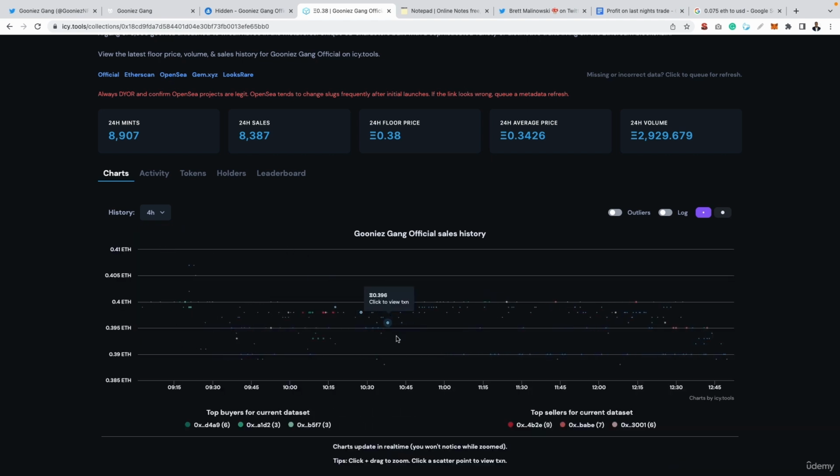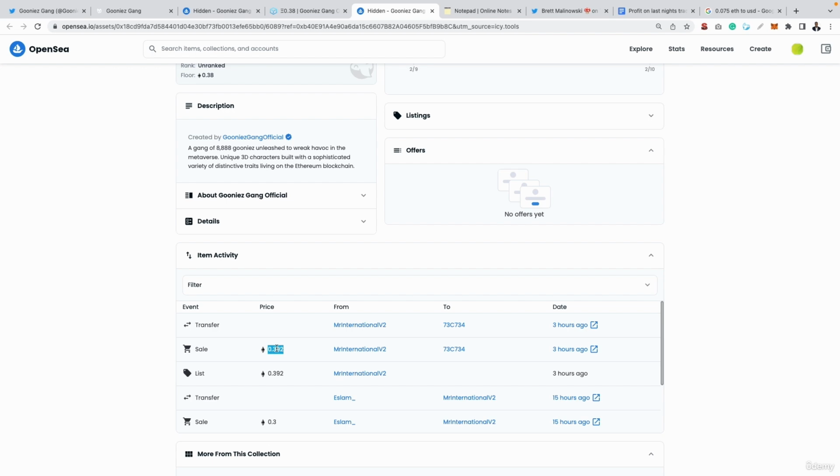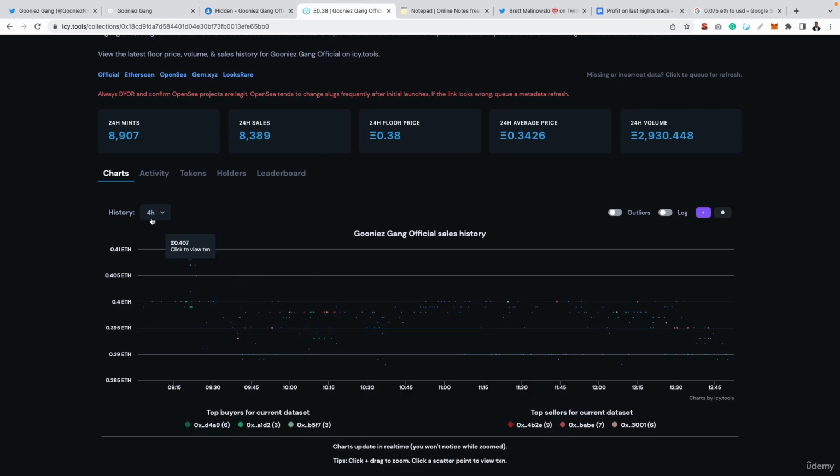If I go to the last 4 hours, for example, and click on any one of these random dots, like this one right here for 0.392 ETH, this is then going to open up the listing on OpenSea where this exact NFT sold for that price, 0.392. Every dot you see on this chart relates to a sale on OpenSea.